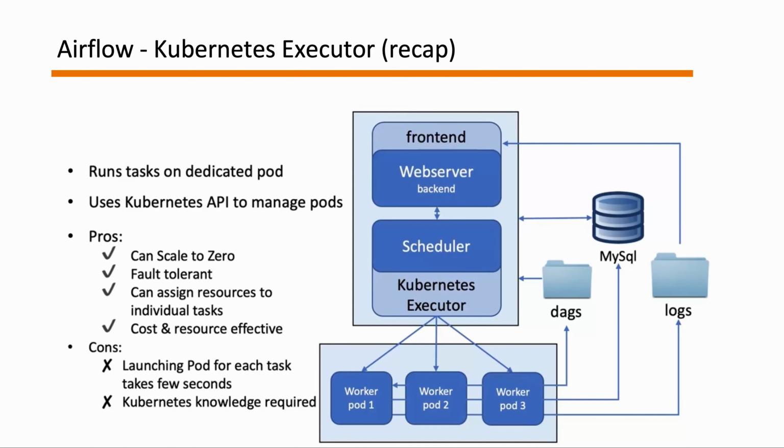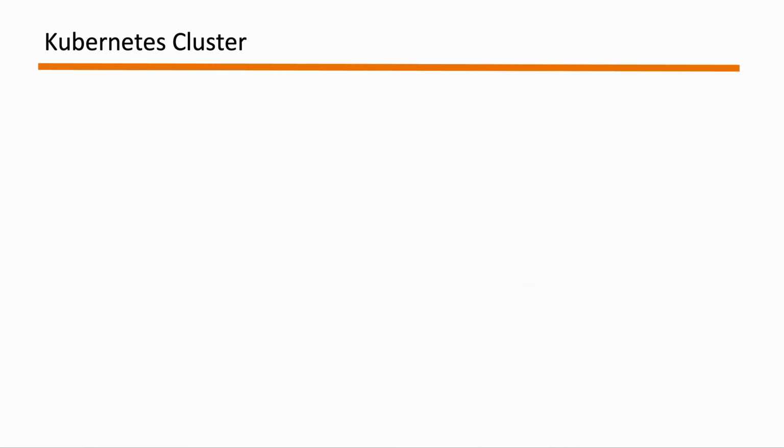And speaking of the cons, the major one is, of course, that you have to know about Kubernetes and how it works. And the second drawback, which is really minor, is a slight delay because Airflow spins up a separate pod for each task. Now let us go ahead and look from the Kubernetes perspective at how it manages to run Airflow within the cluster.